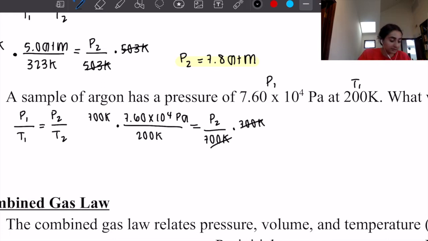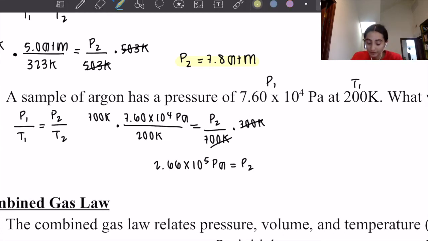And then we just plug into our calculators 7.6 times 10 to the 4th divided by 200 times 700. And we get 2.66 times 10 to the 5th pascals as our final pressure. And we know that the units are going to be pascals because we have Kelvin here and Kelvin here. So these units are going to cancel out and all we have left are pascals.